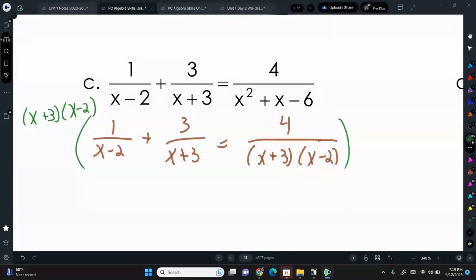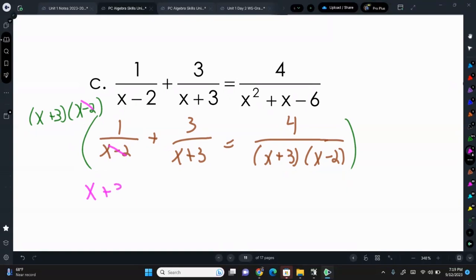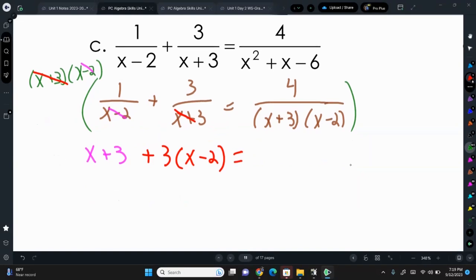what that's going to do for us is in that first fraction, the x minus 2 and the x minus 2 will cancel, and we're left with 1 times x plus 3, so that's just x plus 3. In the second fraction, the x plus 3 is going to cancel with the x plus 3, and we're going to be left with 3 times x minus 2. And then the last one, everything's going to cancel, and we're left with just the 4 in the numerator.